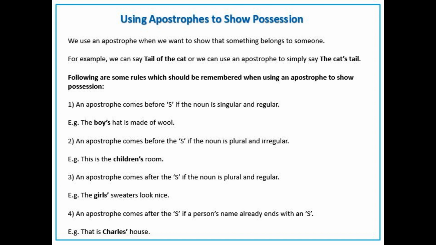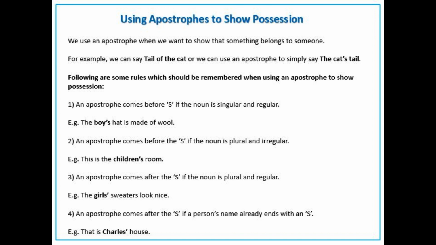Rule number one, an apostrophe comes before S if the noun is singular and regular. Remember, an irregular noun is the one which, when it is changed into plural, does not end with an S. For example, woman will become women and man will become men. So we are talking about singular and regular nouns here in rule number one. Those nouns that end in an S, and we are right now talking about singular nouns which are regular. So the example is the boy's hat is made of wool. So we will simply put an apostrophe and an S to show possession and belonging after the singular and regular noun boy.